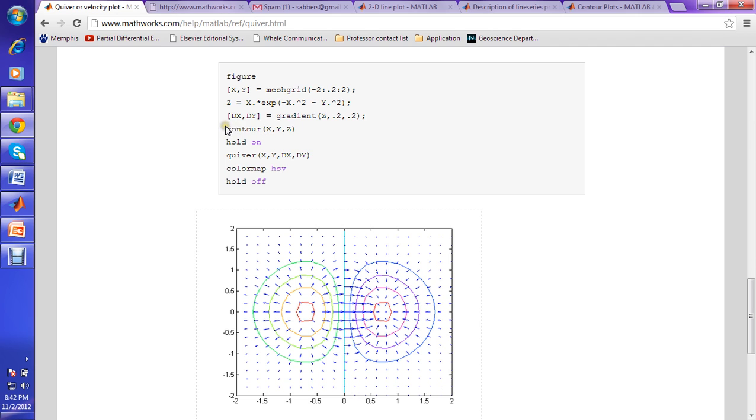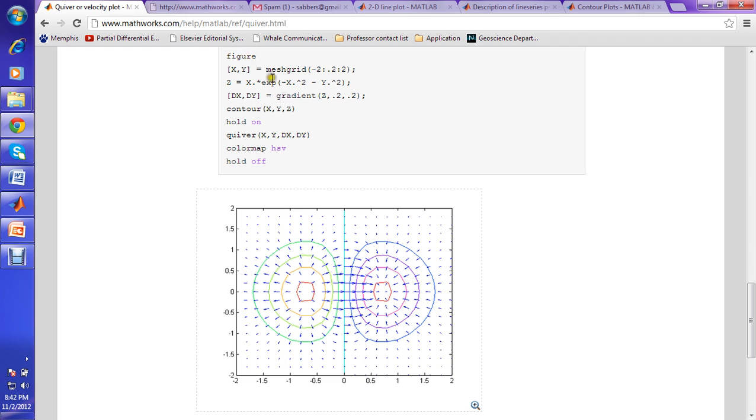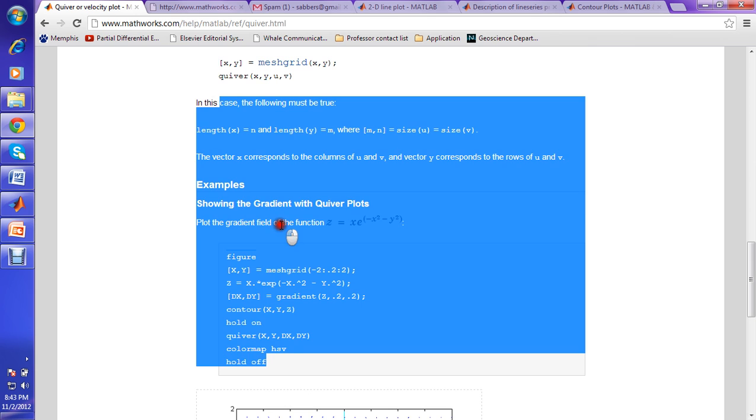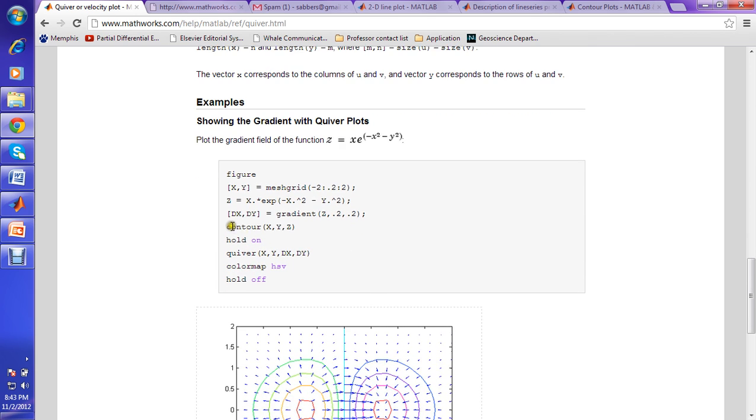Okay, and we use hold on because we want to put the contour and the velocity plot together at the same time. That's why we want this figure to be held, so we use the quiver function. Then we will hold this off later. So what is quiver? We have x and y, and we have dx and dy, the gradient of the z function. Okay, let's go to MATLAB and exercise this to understand quiver.